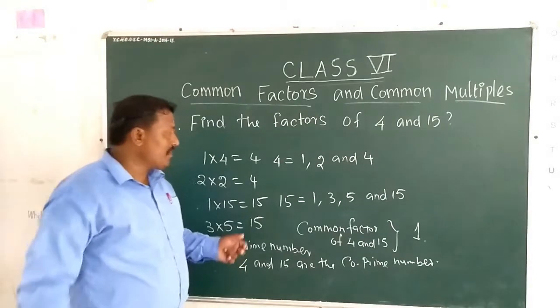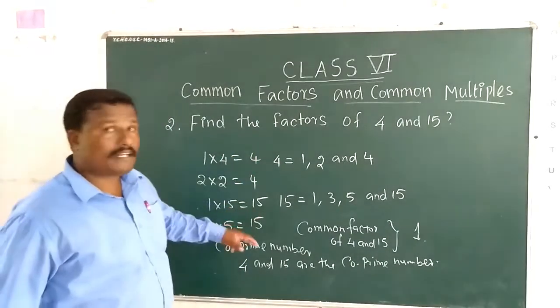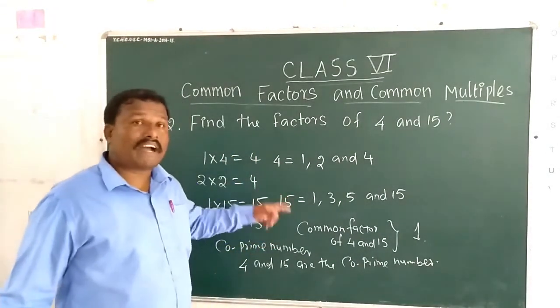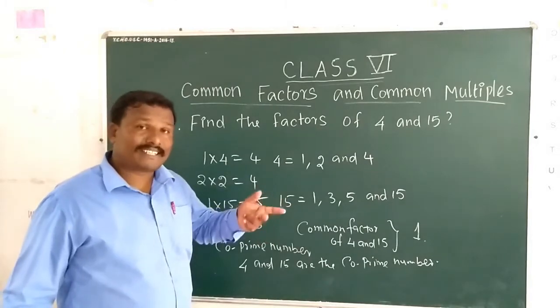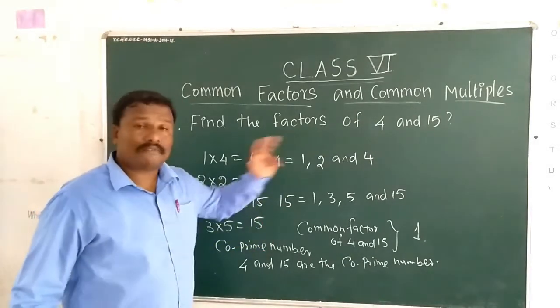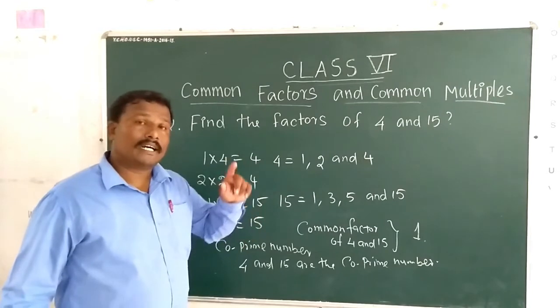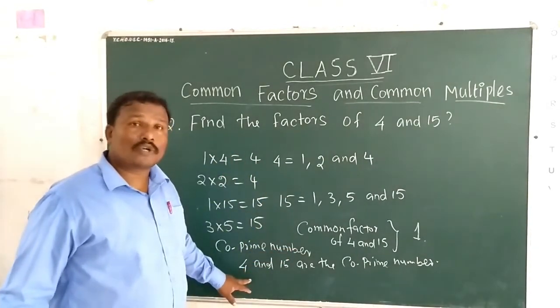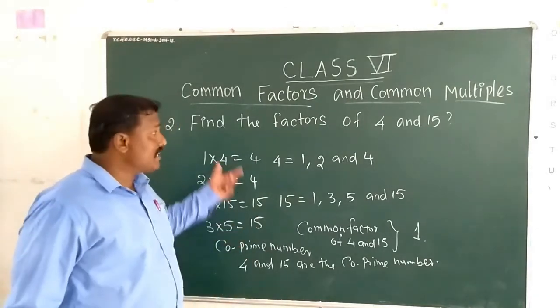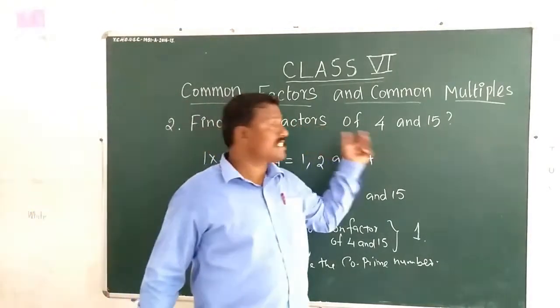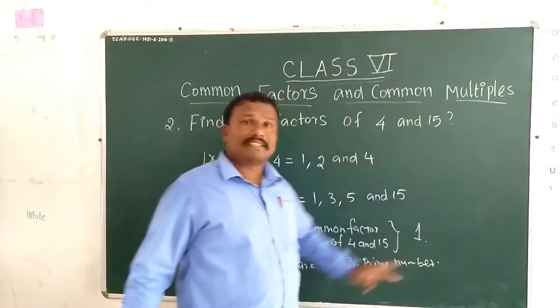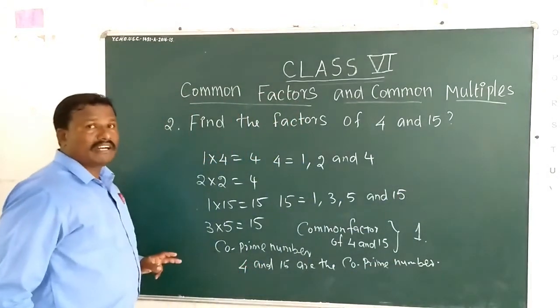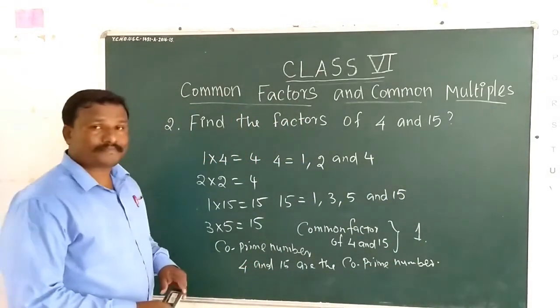Why? Because a pair of numbers having only one common factor, that pair we call co-prime numbers. In this case, these numbers 4 and 15 are co-prime numbers. We call them co-prime numbers. Okay.